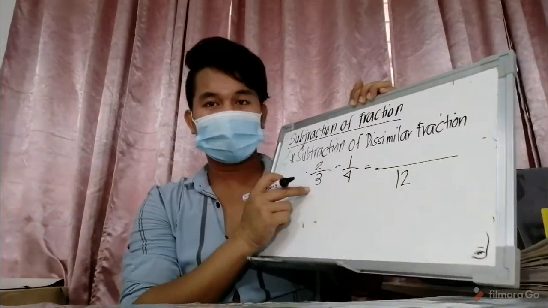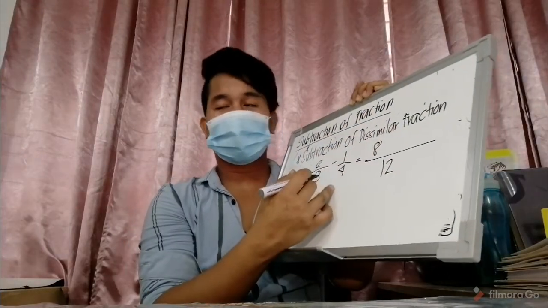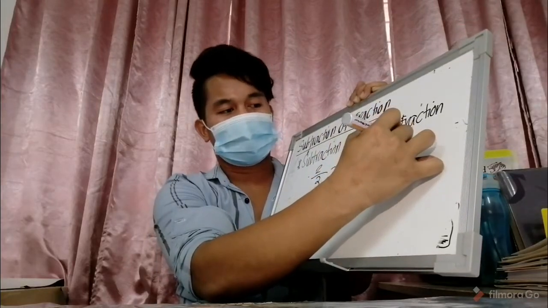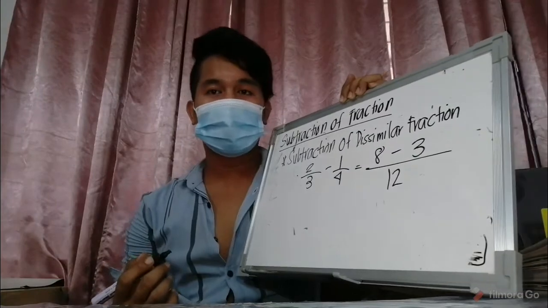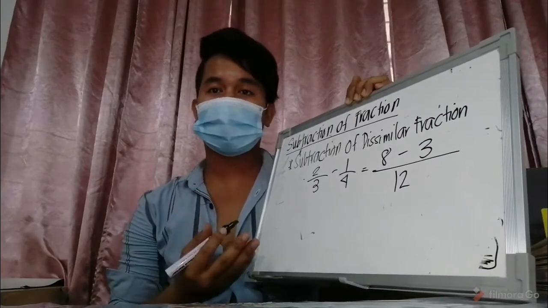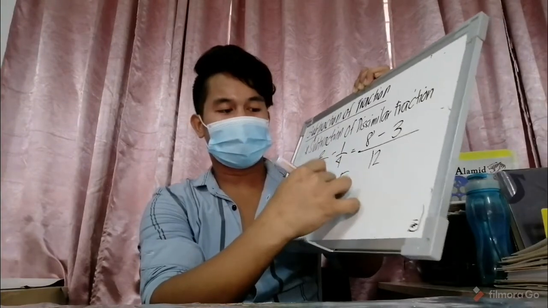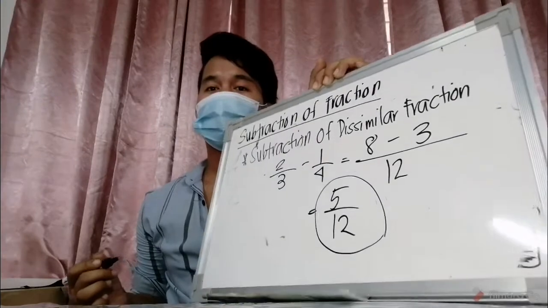So 12 divided by 3 is 4, times 2 is 8. 12 divided by 4 is 3, times 1 is 3. Okay, so we have 8 minus 3 for our numerator, and they do have the same denominator. That is why we have here 5 over 12. So the answer is 5 over 12.